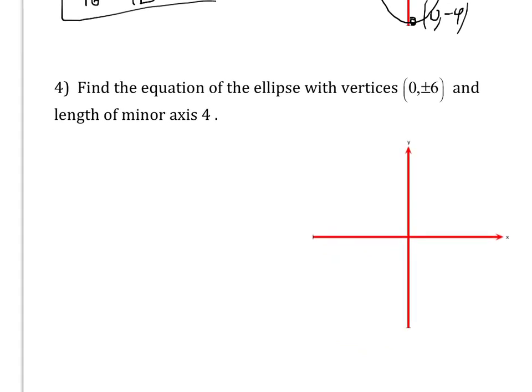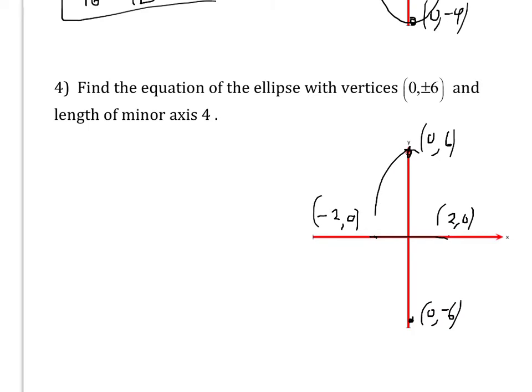This one says the equation of the ellipse with vertices 0 plus or minus 6. Okay, well, again, we have the vertices along the y-axis, and the length of the minor axis is 4. That's telling us that this is actually easier. Look, this is 0, 6. This is 0, negative 6. And if the minor axis has length 4, this has to be 2, 0. This has to be negative 2, 0.